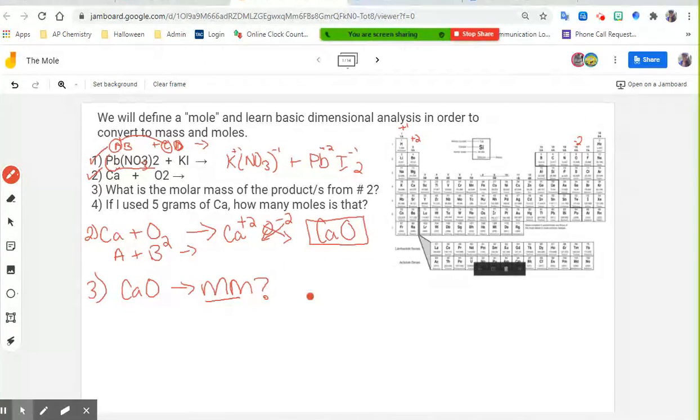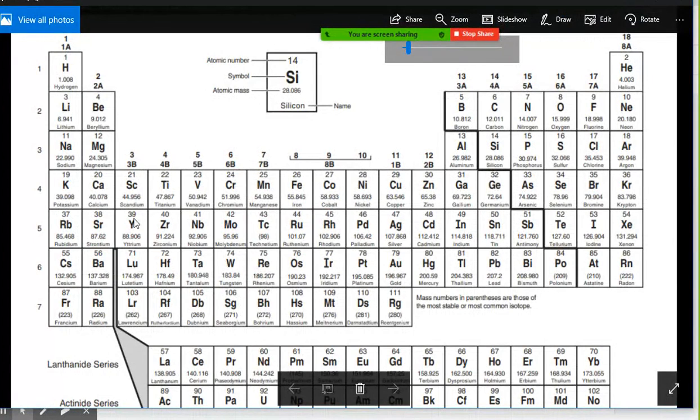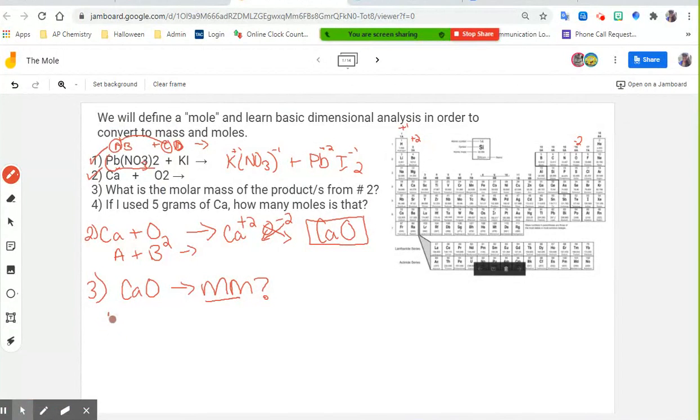All right, I got private chat. Good. So we have the periodic table. We've got to look at the periodic table. So we have calcium over here, right? Calcium has a molar mass, or an atomic mass, of 40.078. Remember, the definition of this molar mass was saying that it is 40.078 grams per 1 mole of calcium.